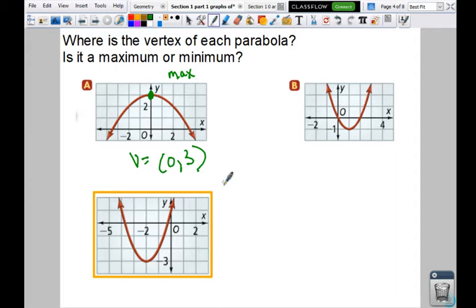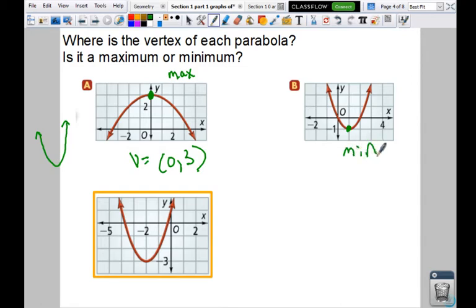Parabolas are always like U's, or they're flipped upside down. The U is going to be a minimum. This one is flipped upside down. This is my very biggest, and then I'm going to go down forever on the sides. This one is going to be a minimum on part B right here, because I have a very lowest.